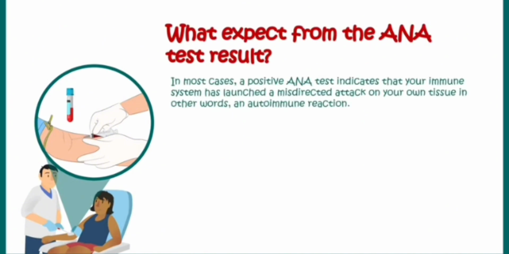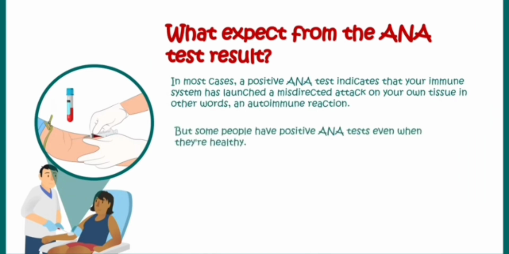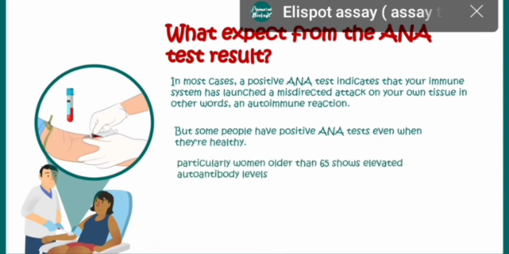But what you need to know is what to expect from an ANA test result. In most cases, a positive ANA test means that you might have an autoimmune disorder. So it's a screening test. But many people do have a positive ANA test and are very healthy. So how do you interpret the result? In this video, we'll talk about these things in detail.